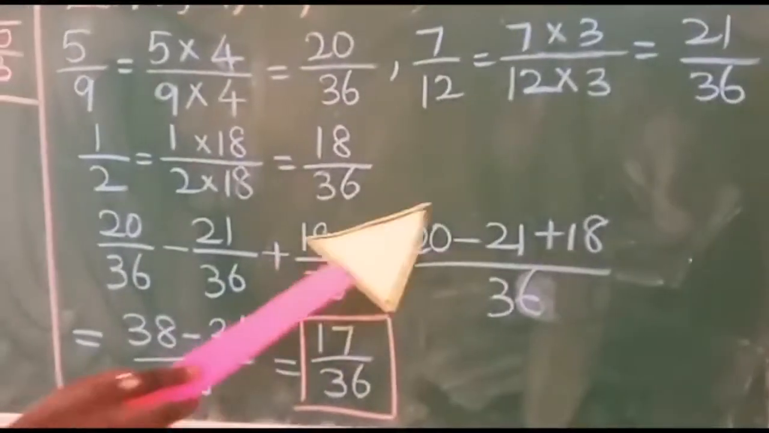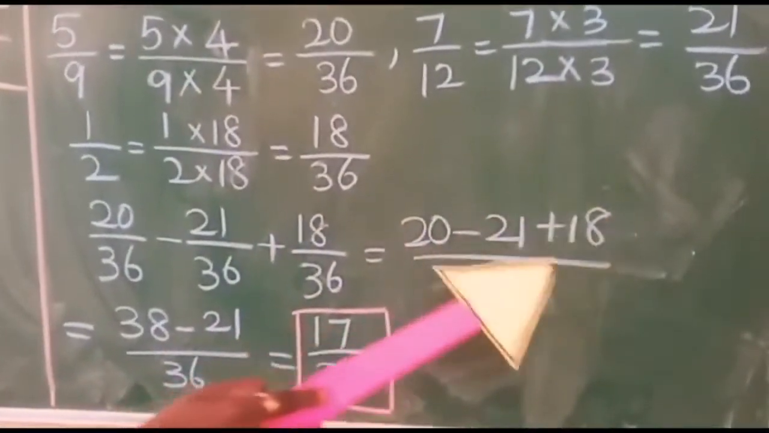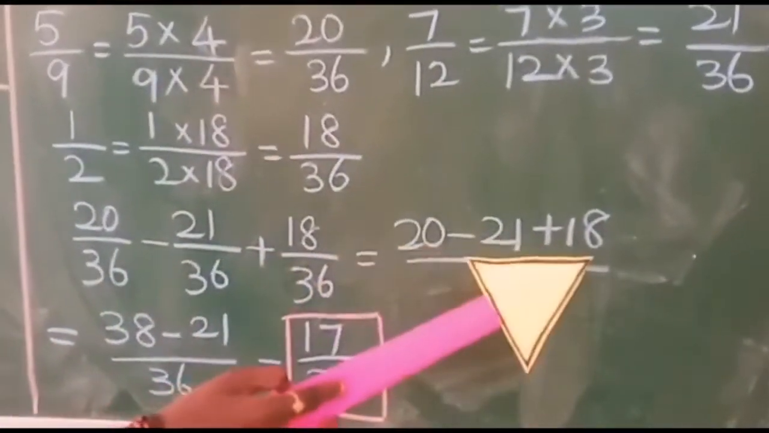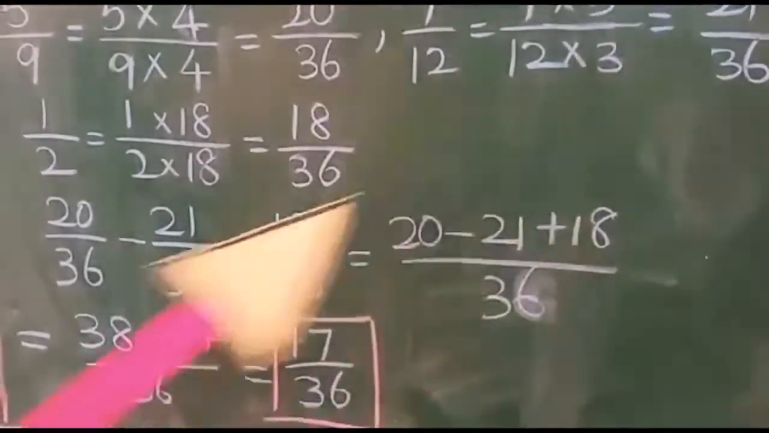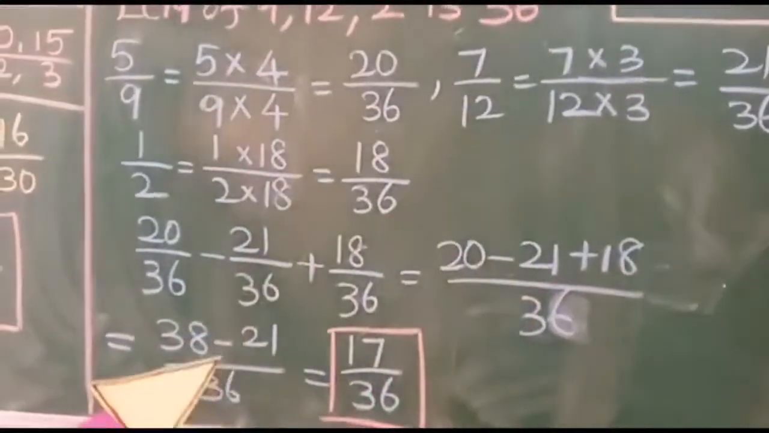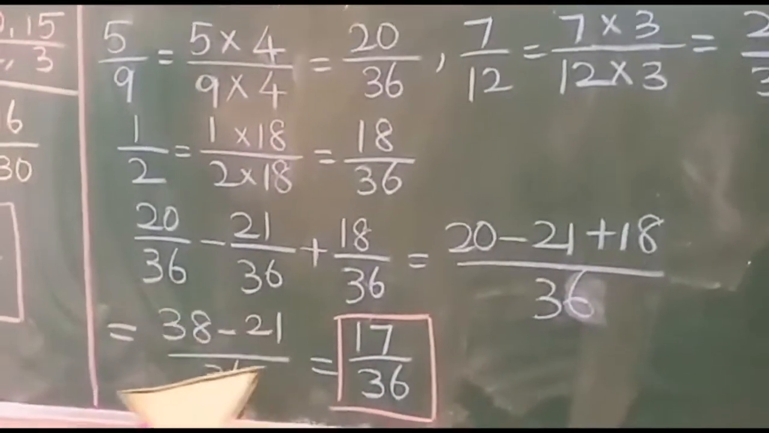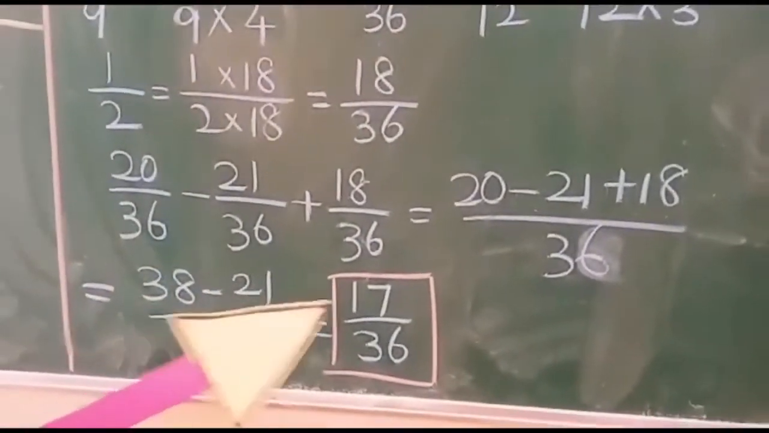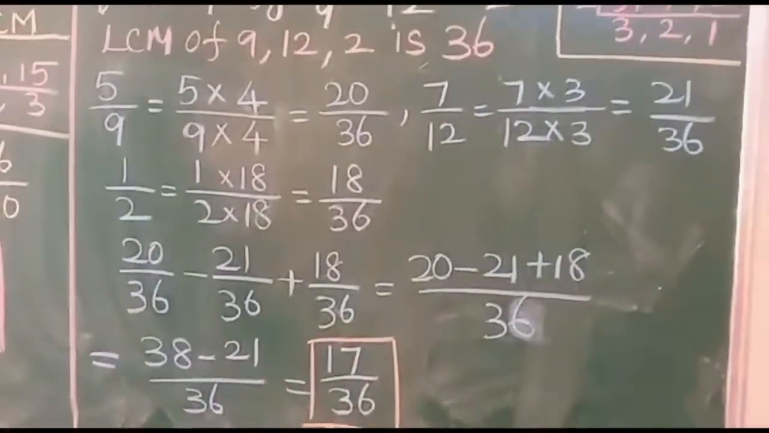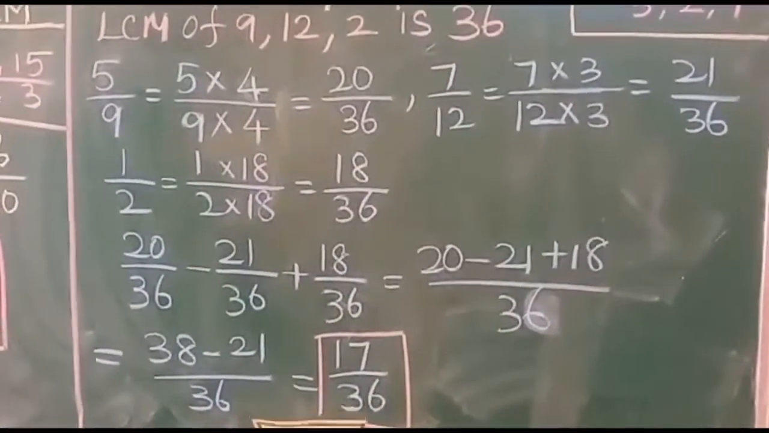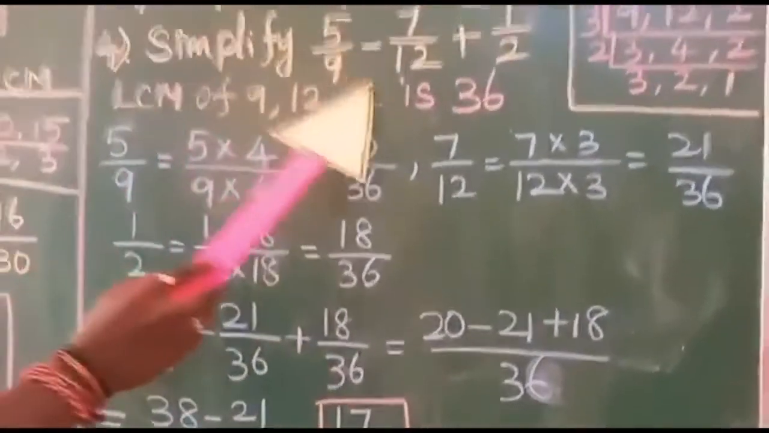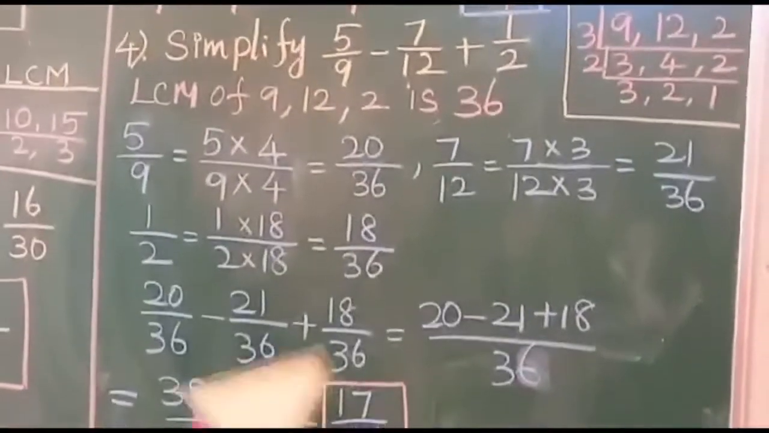Now this is a positive term. This is also a positive term. So we have to add the positive terms. What is 20 and 18? 20 plus 18 will be 38. So this is alone, it's a negative term. So minus 21. If you subtract this, 38 minus 21 will be 17 by 36. If we are able to simplify, we can simplify. If you are not able to simplify, you can simply leave that. So the answer for the simplification will be 17 by 36.